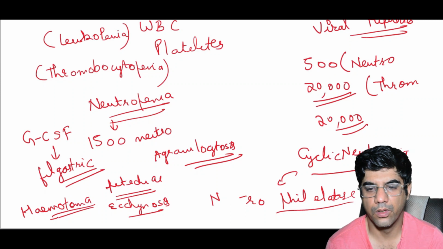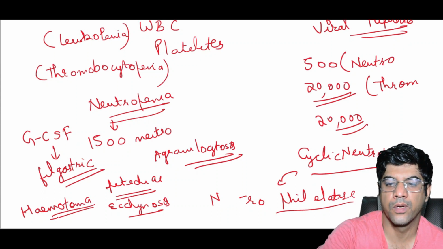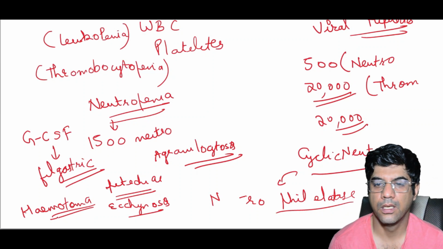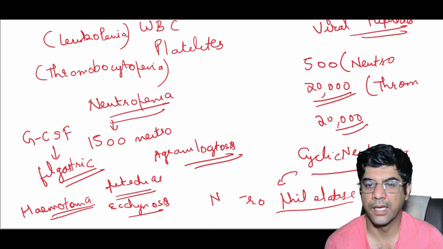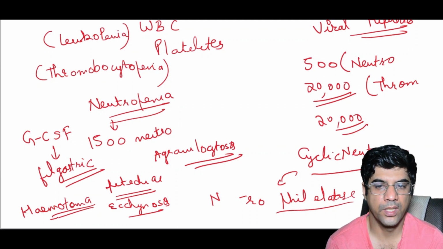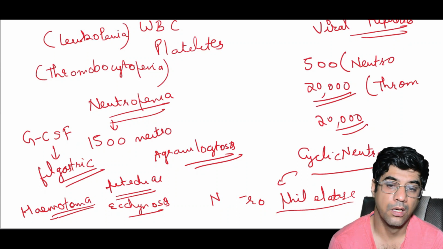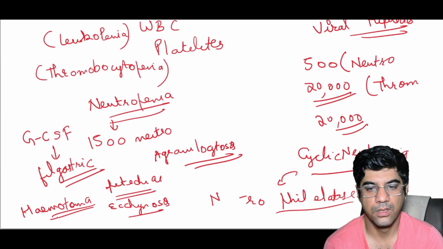Immune thrombocytopenic purpura can be acute or chronic. Acute occurs in children due to viral infection and chronic occurs in young women. Autoantibodies are directed against platelet antigens, and these autoantibodies cause platelet destruction in the spleen. So for treatment, you have to identify the cause.